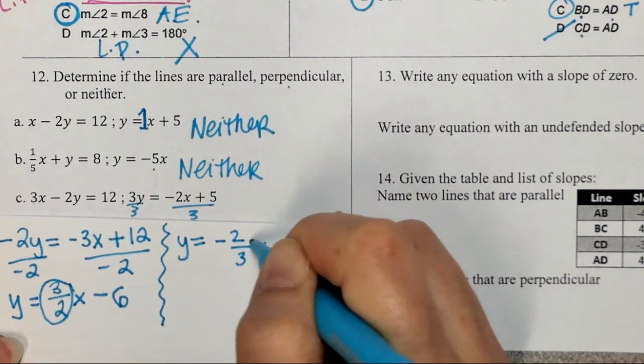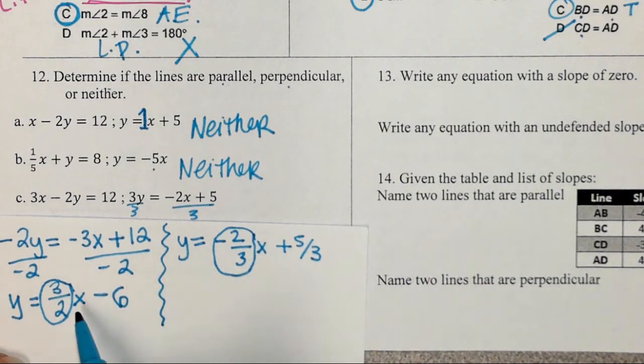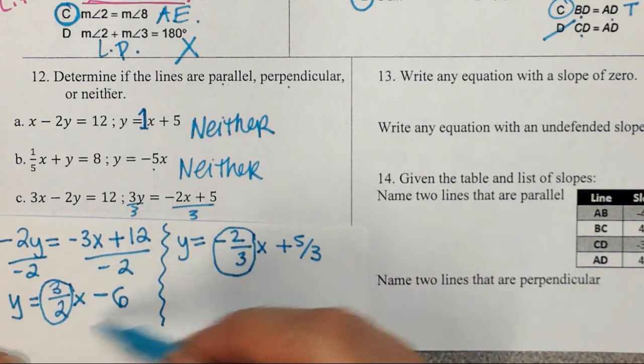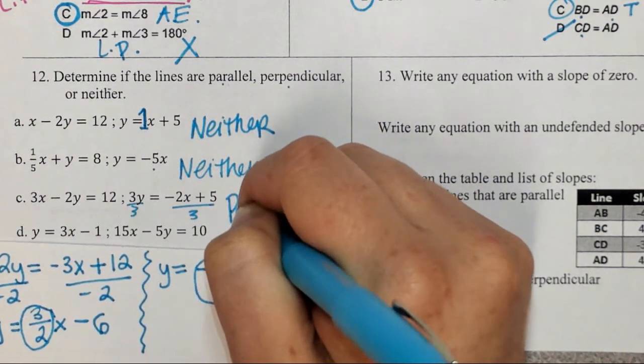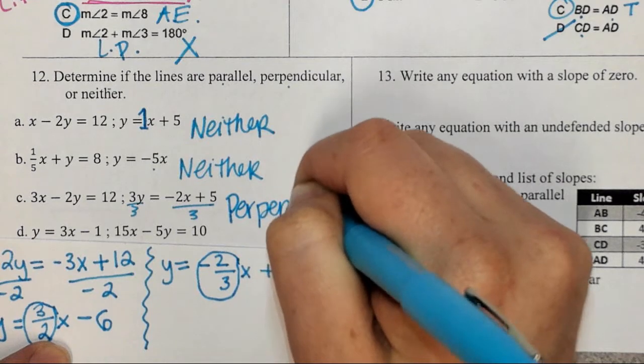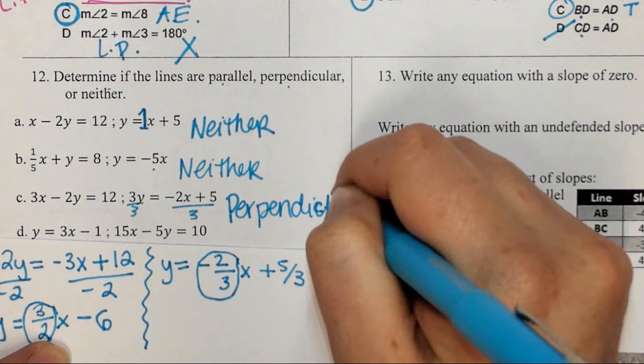All right. When you compare these slopes, we changed the sign and flipped the fraction, so these are opposite reciprocals, which means this is perpendicular.